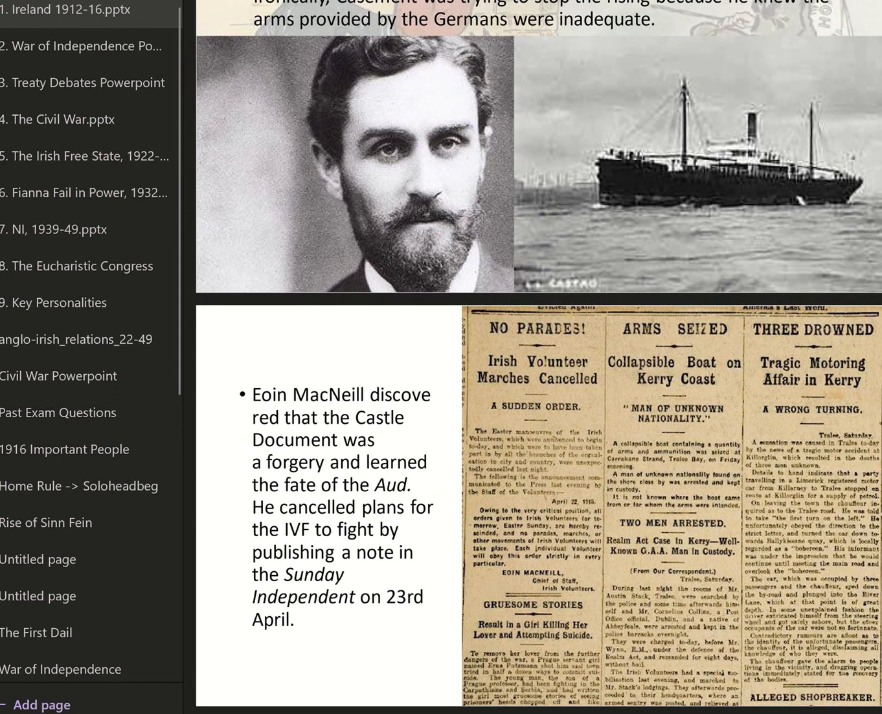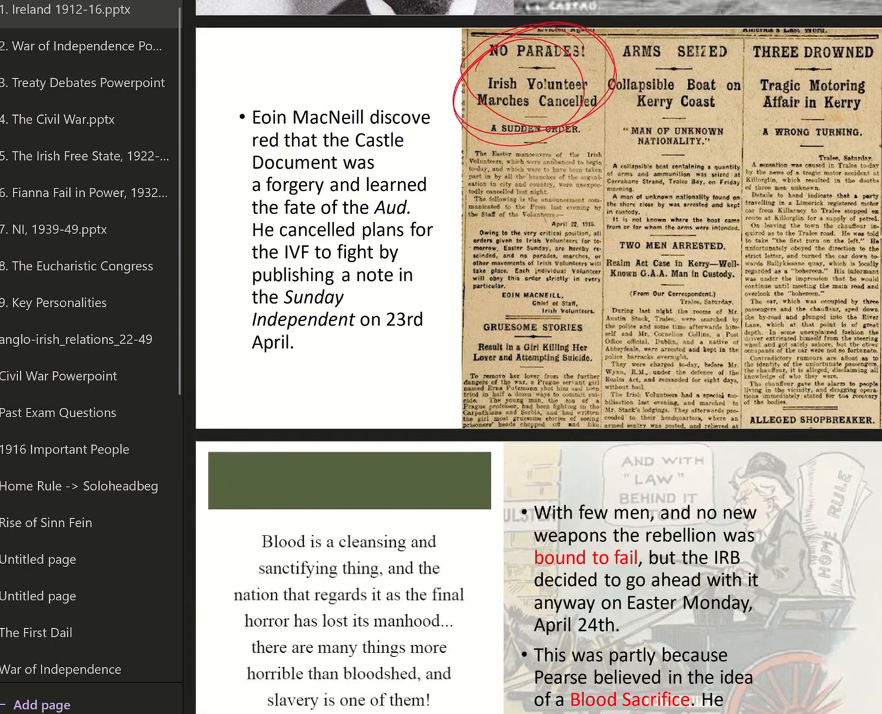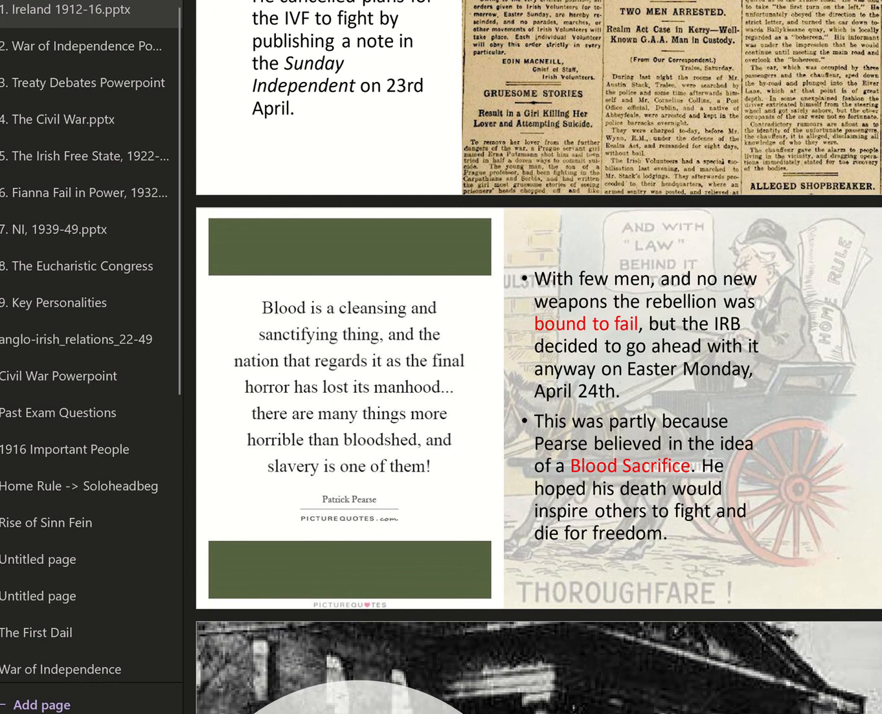Also around the same time, Eoin MacNeill discovered the Castle Document, telling that the Irish Volunteers were going to be arrested. He discovered it was a forgery. And he'd also learned about Casement being arrested and the ship with the guns being captured off the coast of Kerry. So he cancelled the plans for the Rising to take place on Easter Sunday. Very, very famous newspaper heading: No parades. Obviously, they couldn't say no Rising, because that would alert the British, so they were calling it a parade. No parade. Irish Volunteers March cancelled for Easter Sunday. And that was published in the newspaper, and that would create a mixed message here.